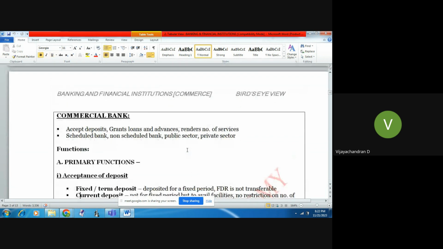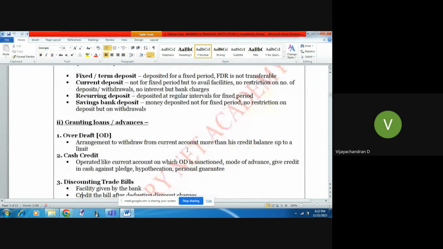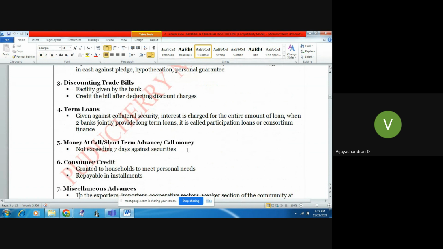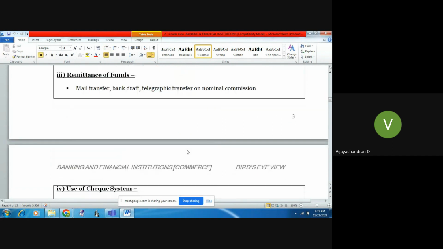Commercial bank, I told what are the functions? Deposits, granting loans, discounting bills, term loans, money at call or short notice, or call money. They will even accept money market bills. Money at call means what? The maturity will be within 7 days. That financial instrument is known as money at call or short notice. So the maturity will not be more than a week. Consumer credit for durable goods, and other import export services.